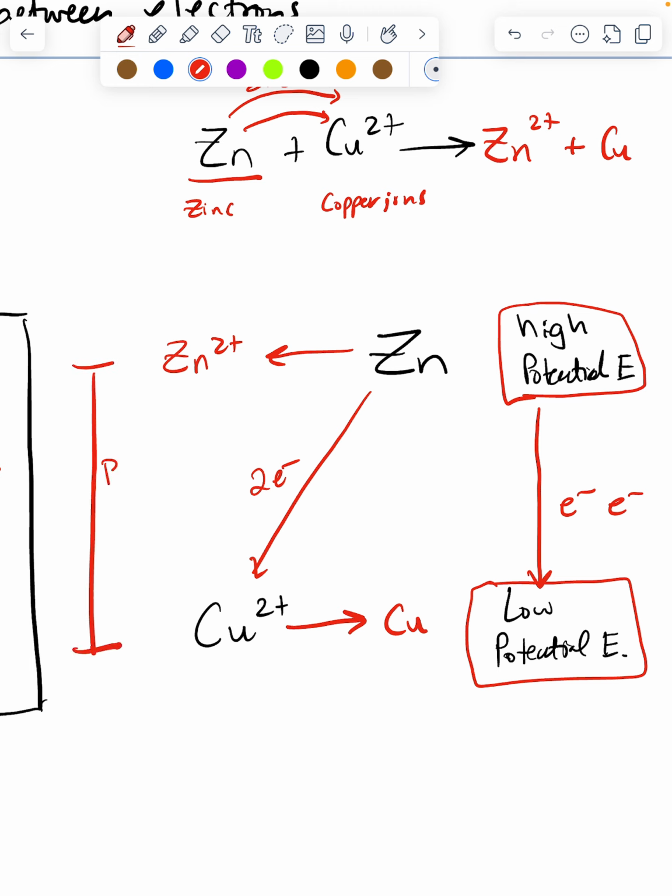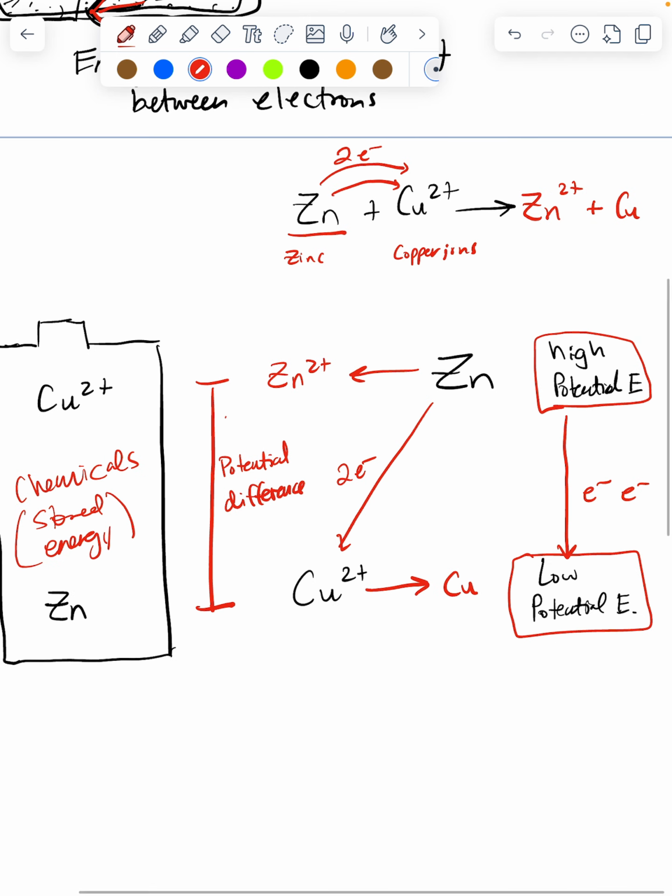So we call this a potential difference. The electrons on zinc have a different amount of energy from when they're on copper. And so there's a difference between where they start and where they end. And that is a voltage. When there's a difference in potential energy for electrons, that creates a voltage, that creates a push force.